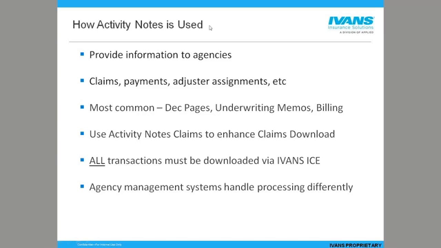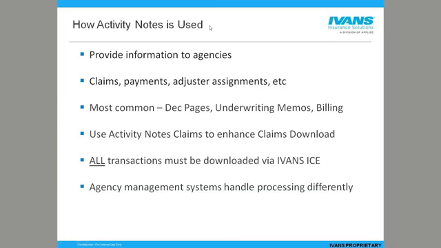Currently, Applied, Vertafore, NASA, and Xanatech all support the activity and notes download. And all of these vendors require that the information be transmitted to their agencies through the IVANS ECS ICE environment. So the only way that you can get this information to your agencies is through the ECS mailbox facility. Now, like I said before, some of these management systems actually handle the activity and notes differently.